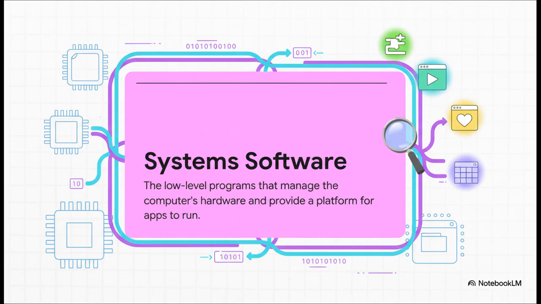So for your exam, this is the definition you want to lock in. System software is basically all those low-level programs that do two main things. They manage the computer's hardware, and they give your application software, like your games and web browsers, a platform to actually run on. It's the critical bridge between your software and the physical machine.